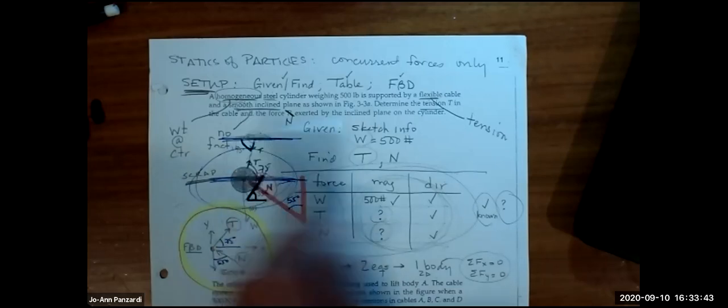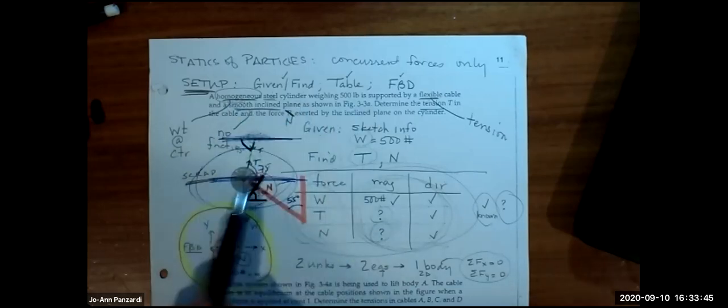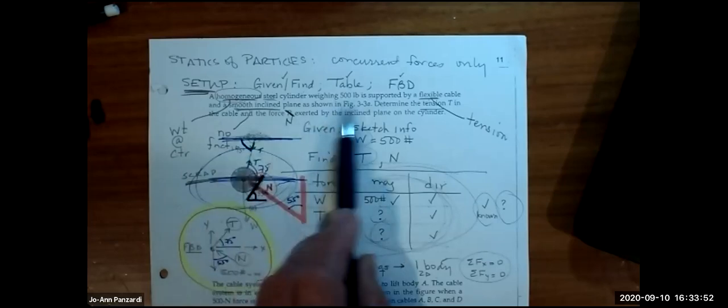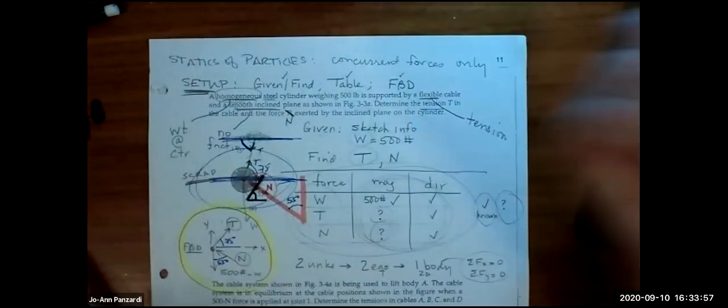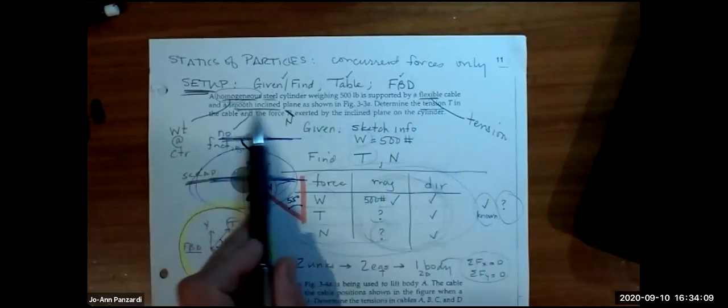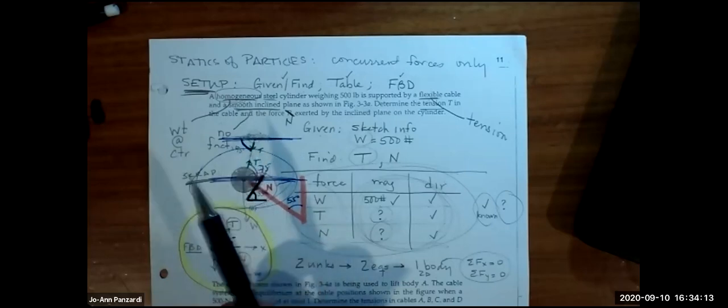We also saw that it's a homogeneous steel cylinder, which means the material is the same throughout, so the center of gravity is right in the center. We also learned that it's supported by a flexible cable, which means it could be pulled. If you take a rope, you can pull it, but you can't push on a rope. A rope does not take compression, but if it was a bar, it could take tension and compression. And then we also learned that it was a smooth inclined plane, which meant there's no friction, and we're not going to see friction until far from now.